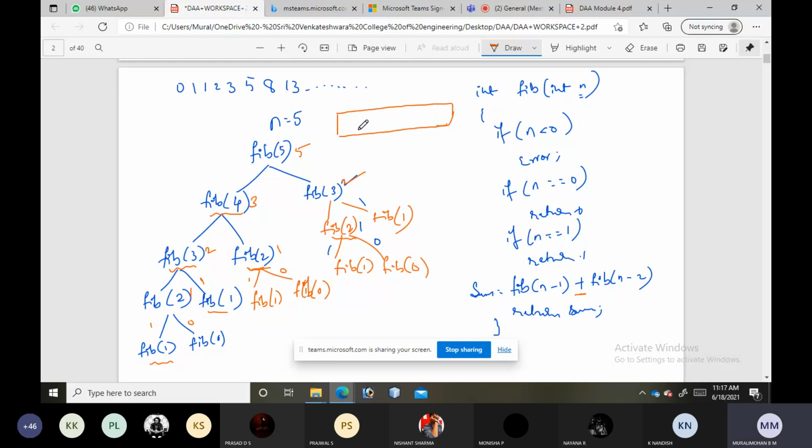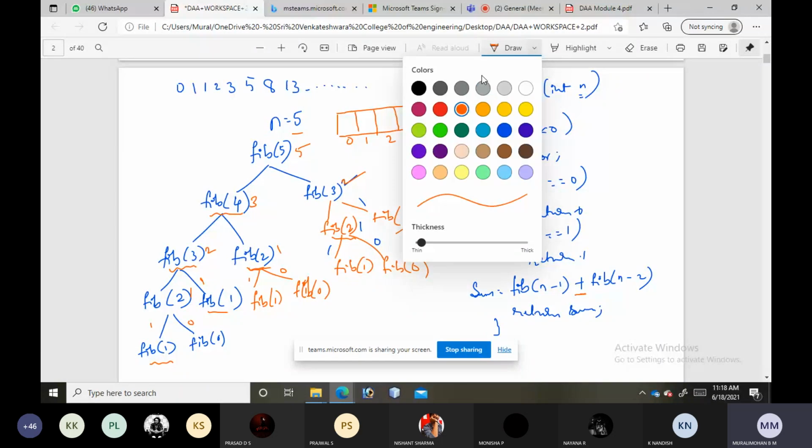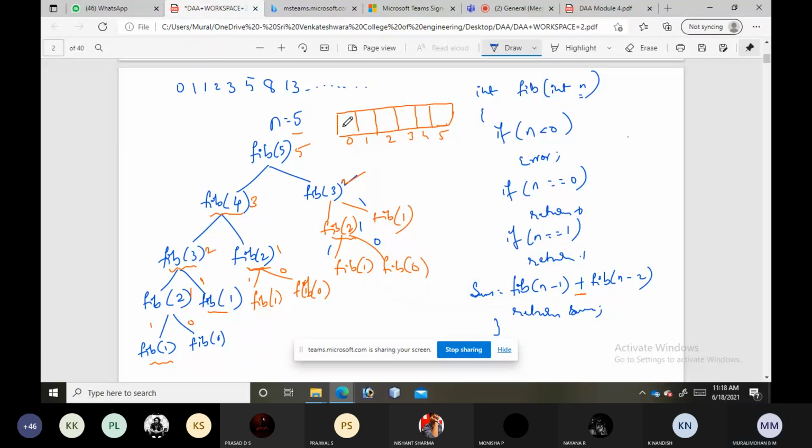So let us take n as 5. Indices 0, 1, 2, 3, 4, 5, right? Now initially we will write -1 for all. Initially, the array is initialized with -1.